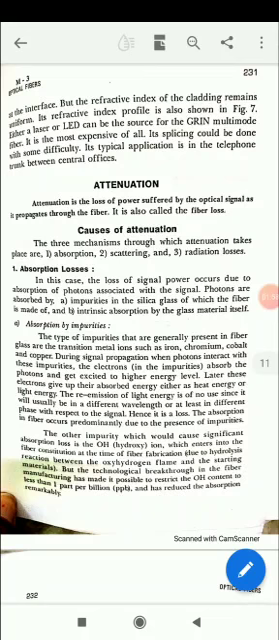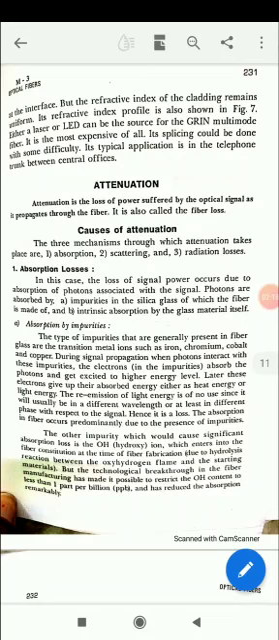When the optical signal propagates through any optical fiber, there is loss of power. The loss of power suffered by the optical signal as it propagates through the fiber is called attenuation.